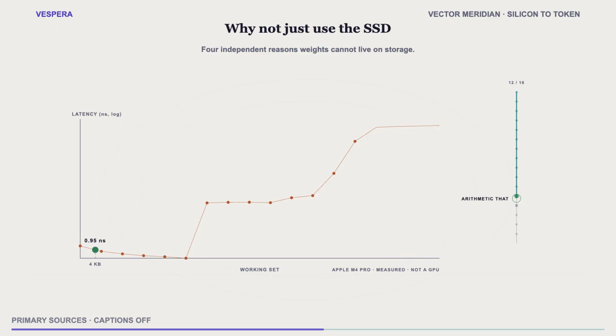So, do the arithmetic that settles it. A 70 billion parameter model in half precision is 140 gigabytes. Streaming that from an SSD at 6.3 gigabytes per second takes 22 seconds per token. A short reply of 40 words would take about 15 minutes. A paragraph is an afternoon. You could hold the conversation by post, and the post would win on latency for anything over about 200 words.